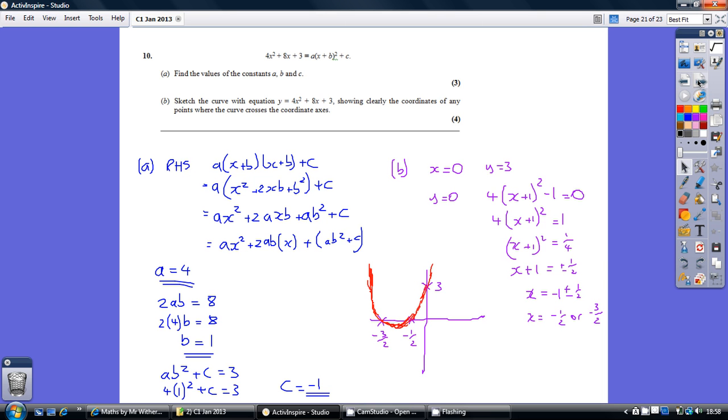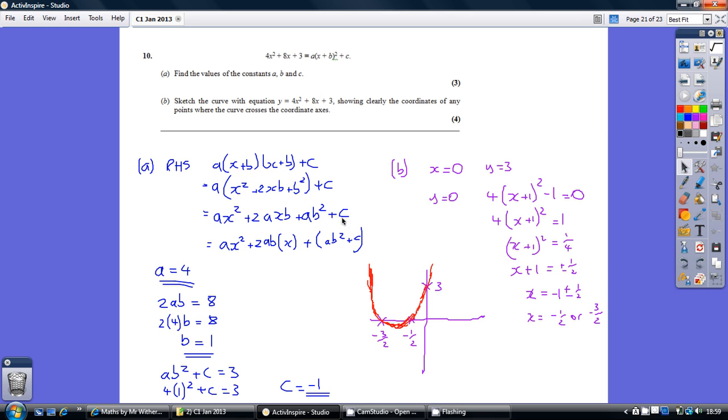So, for part A, I think the best thing to do is just to multiply out the right hand side and line it up with the left hand side and compare the bits. So, (x + b)² is (x + b) times (x + b). When we multiply that out we get this. That needs to be multiplied by a, so each term multiplied by a, giving this.